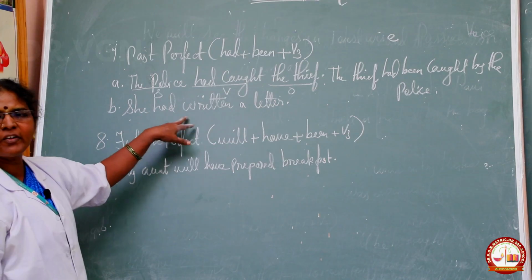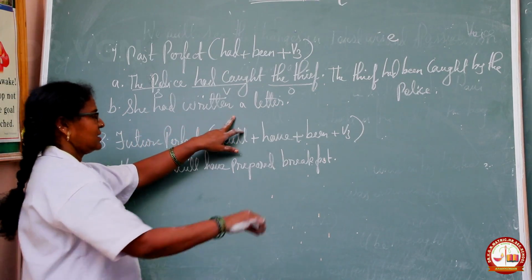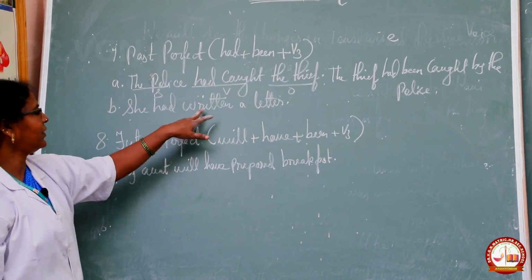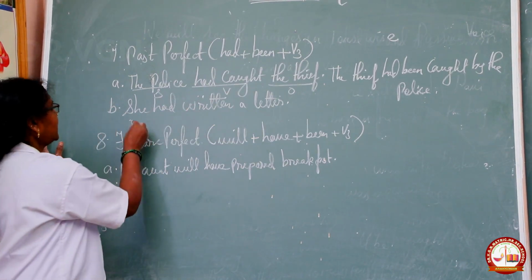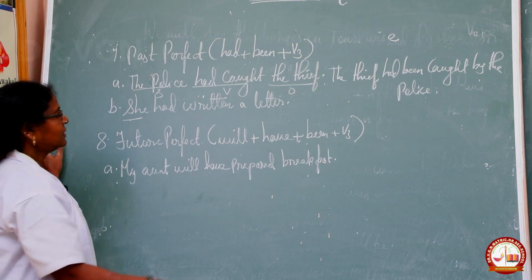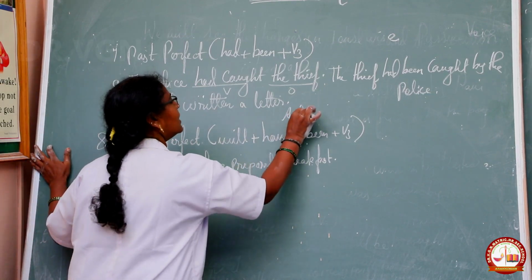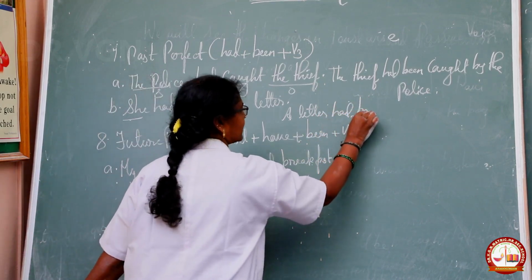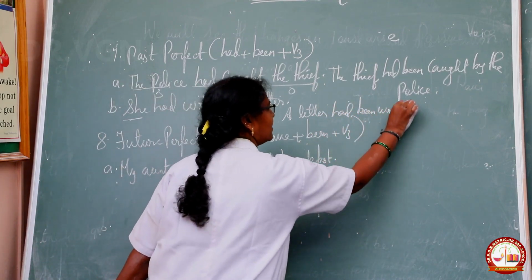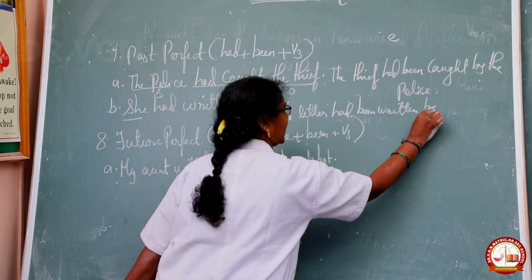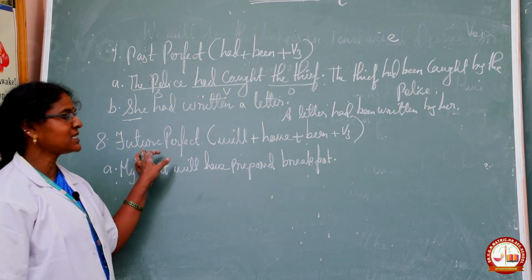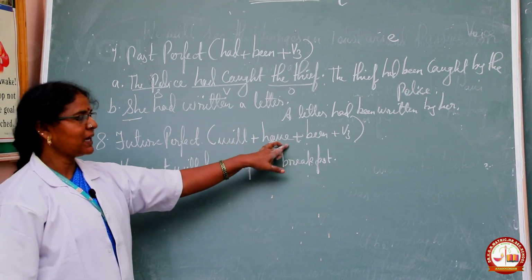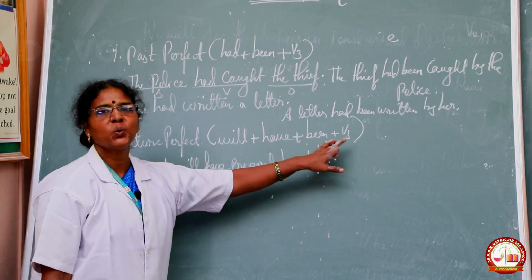Next, she had written a letter. Same voice. So how? A letter had been written by her. Here she becomes her. See? A letter had been written by her. The format for the future perfect tense in passive voice: will plus have plus been plus V3.